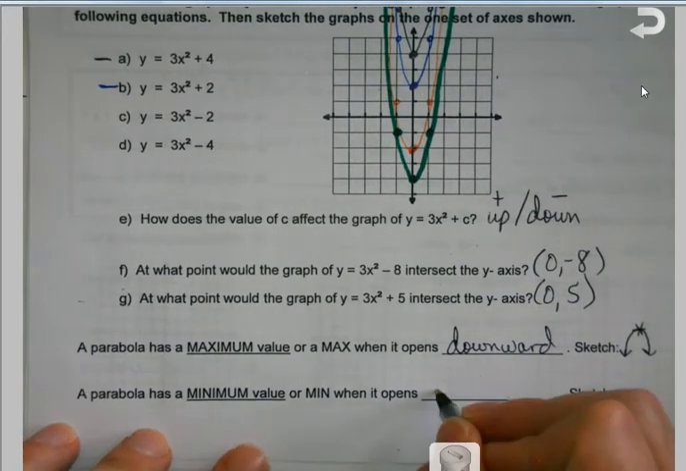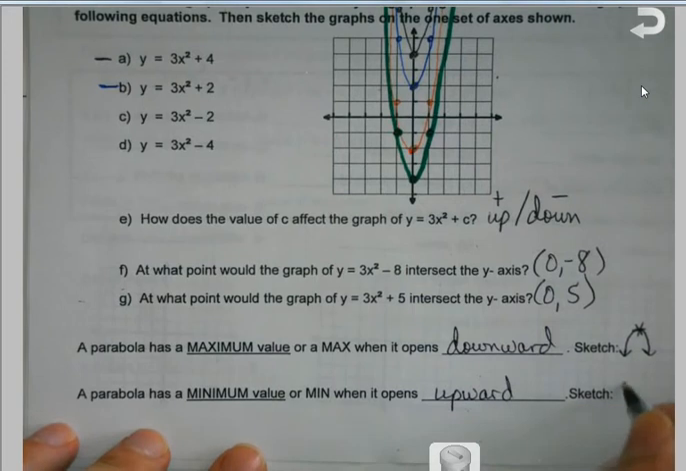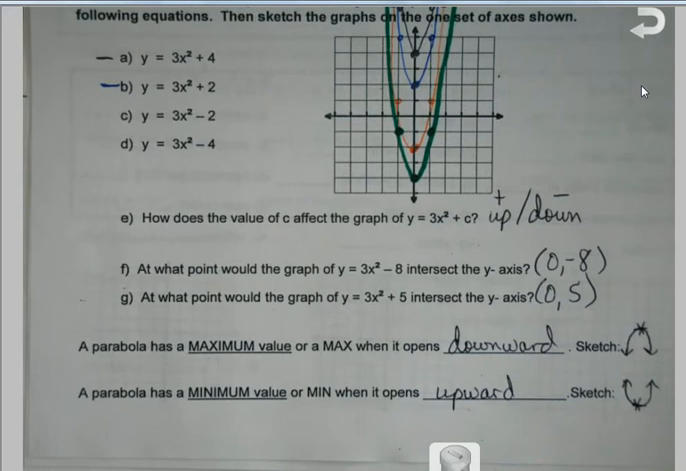If it opens upward, like a U, my vertex is going to be at the very bottom. That would be my minimum. Like the least amount of money I could make to actually make this worthwhile or something like that. So we can kind of start to see how this works.